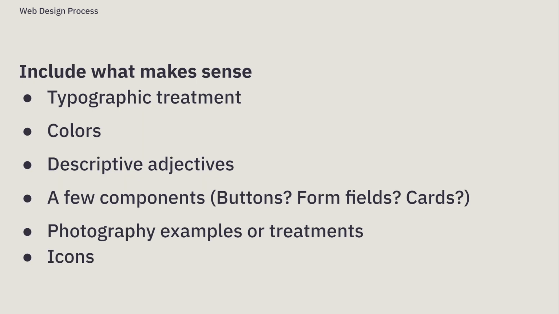Some things that make sense to include here, and again, this differs by project, so you'll play it by ear on each project that you work on. Things like typographic treatment, color palettes, descriptive adjectives of the voice that you are going for with the design, a few components of types of interactions that would appear on the site. For example, what are your buttons going to look like? What might your form fields look like? Photography and treatment of photography, and what icon sets you'll use if you're going to use them.